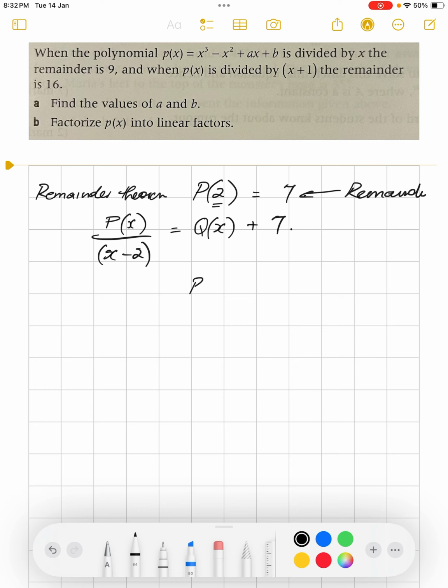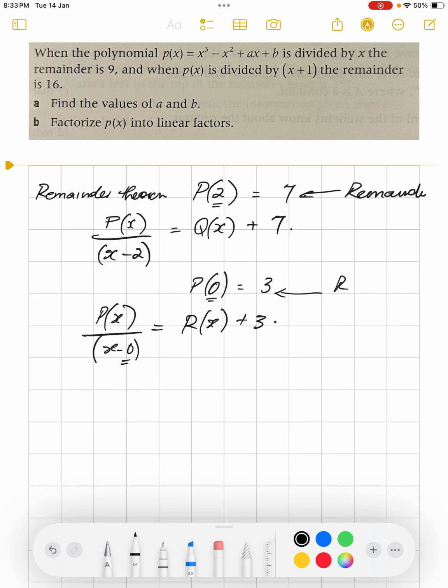If we substitute, say, 0 into a formula, and we get, say, 3, then our remainder is 3 if we divide by x minus 0. If we divide by x, we will get some polynomial, different from before, and some sort of remainder of 3.